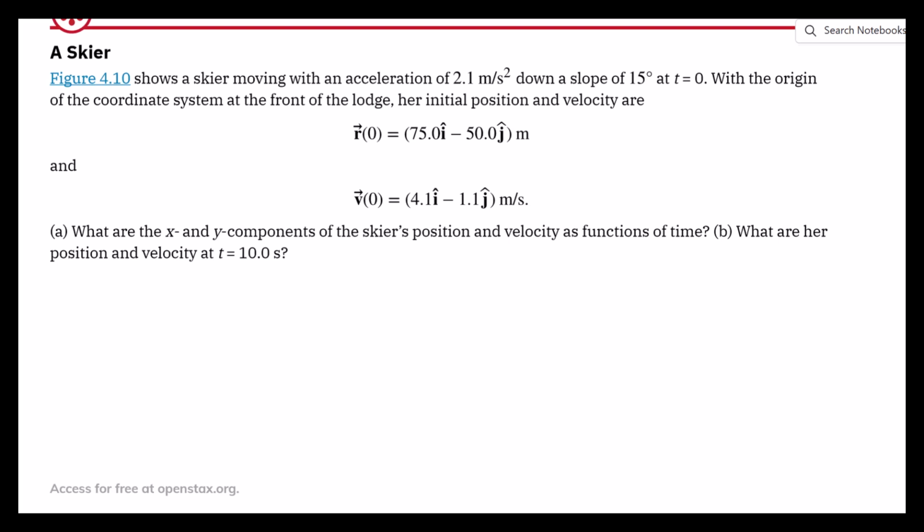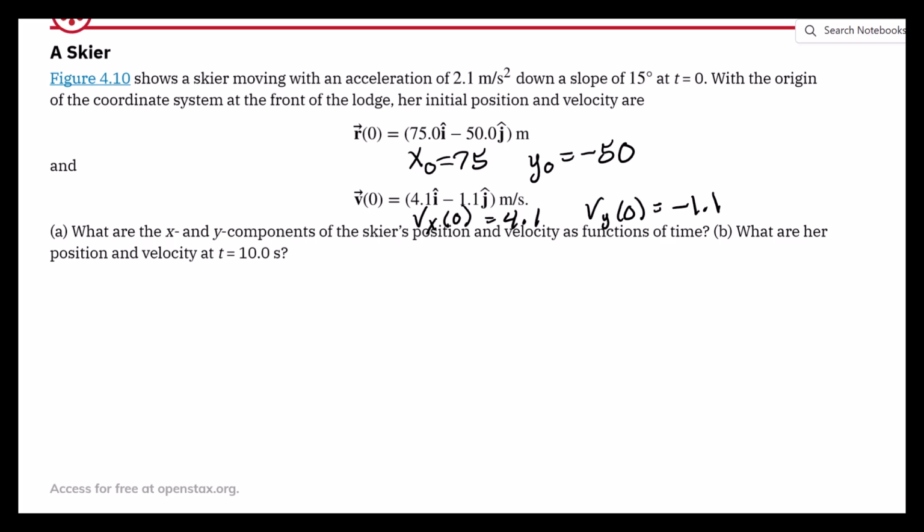So this is going to be like your x naught, your initial position. x naught would be 75. y naught would be negative 50. That's your initial positions, right? Your initial velocity in the x direction is 4.1, and initial velocity in the y direction is negative 1.1. So you can either use the memorized equations or you can go back to base principles.